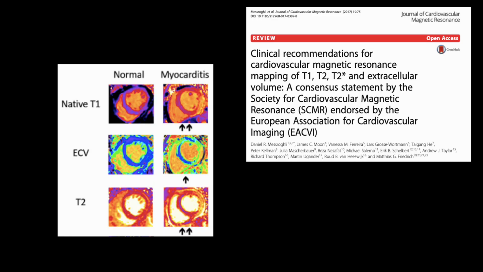T1, ECV, and T2 mapping have clinical utility in the diagnosis of acute myocarditis, as shown by a number of clinical studies, and may be used in conjunction with the Lake Louise criteria. Additionally, mapping techniques are sensitive to less acute presentations of inflammation and are able to detect subclinical forms of myocarditis as a part of systemic inflammatory disease.